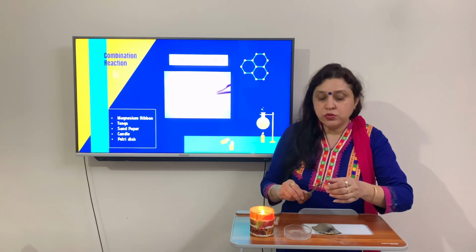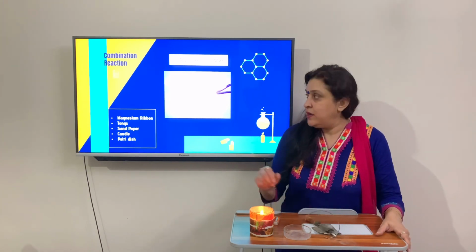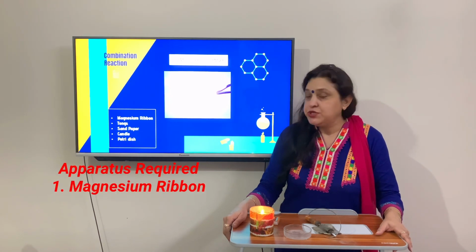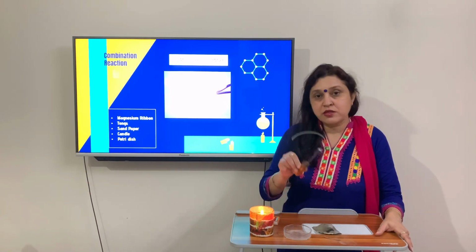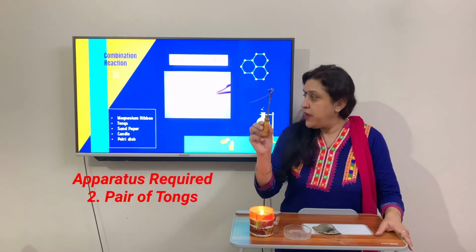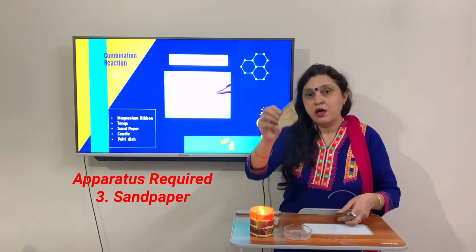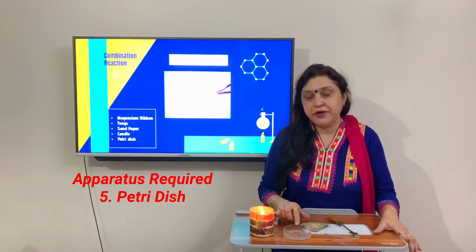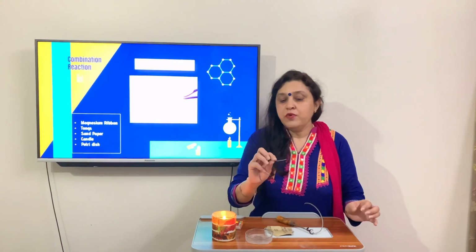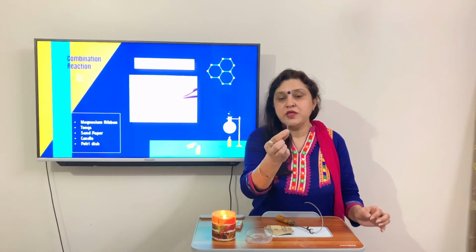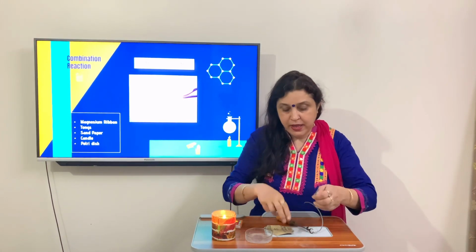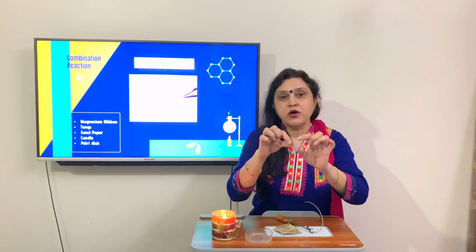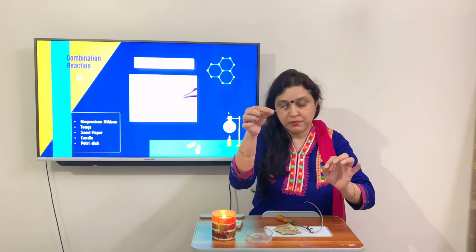Now, I am going to demonstrate one activity, and the materials required for this activity are magnesium ribbon. This is magnesium ribbon, pair of tongs, sandpaper, candle and petri dish. First of all, we will clean the surface of this magnesium ribbon with the help of sandpaper, because there is a layer of oxide on this magnesium ribbon.